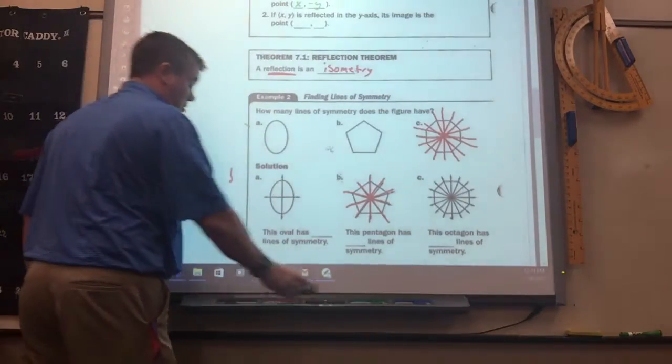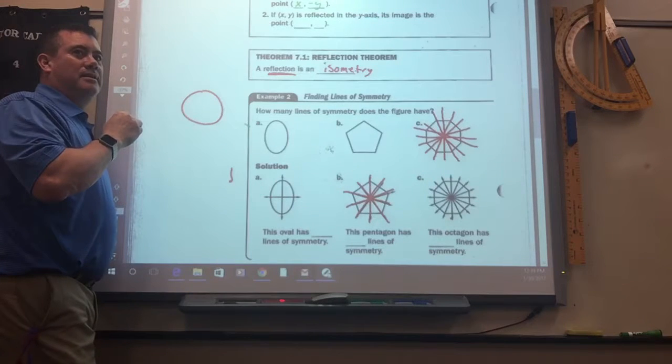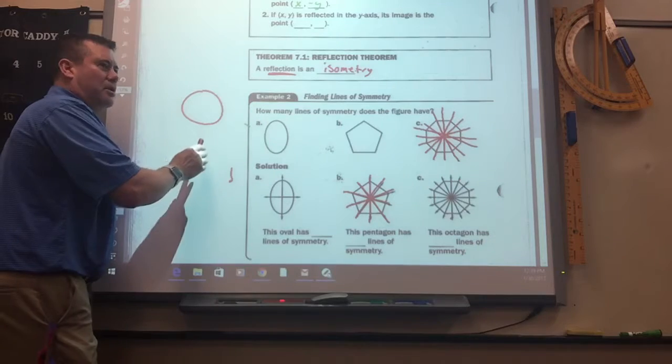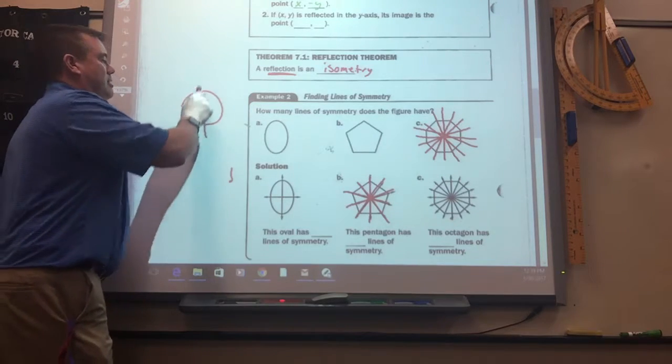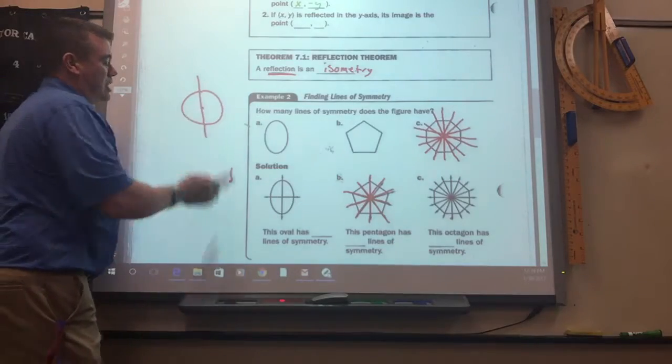A circle? How many? Infinite. An infinite amount of symmetry lines. It's just every line you can draw through the center.